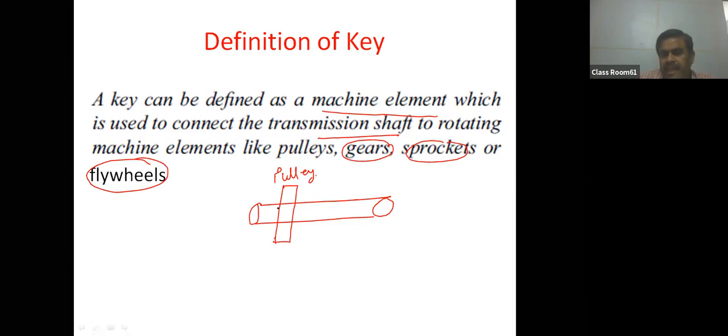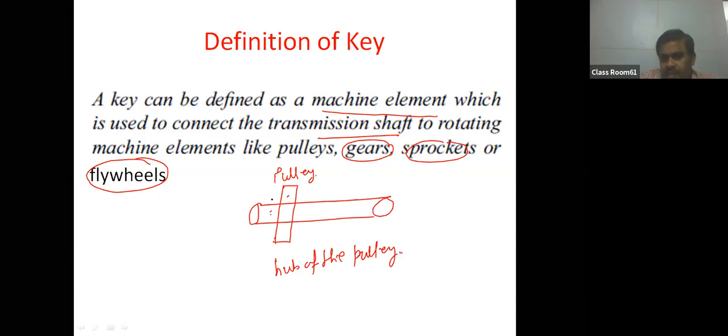So there is a connection between the shaft and this rotating element. For that connection, there is one element which is known as the hub of the pulley. Hub of the pulley.